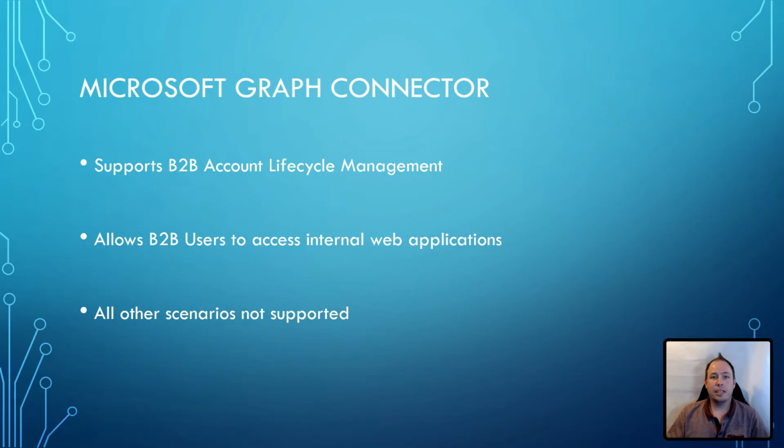So if you've got guest Azure AD accounts in your Azure AD domain, you might want those guest users to be able to access on-premise web applications. And what the Microsoft Graph Connector allows you to do is to take those Azure AD accounts and create them as on-premise accounts. They can then use the Azure AD application proxy to access those internal web applications. Currently, that's the only supported scenario, so any other scenarios are not supported. And what we're going to look at in this video is one of those unsupported scenarios.